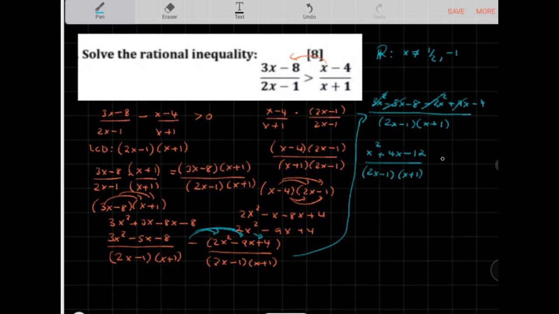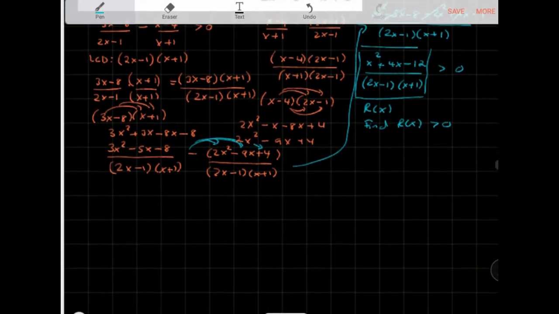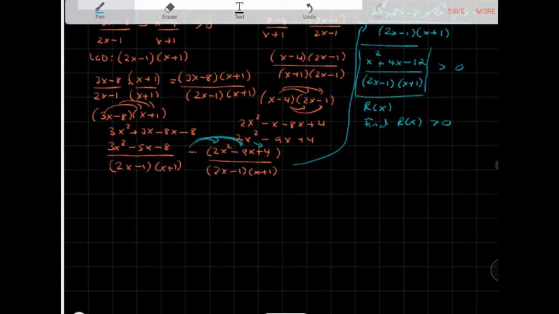Now, remember, this is an inequality, and it was initially greater than 0. So this here is my new simplified rational function. I'll call it r(x), and I want to find when r(x) is greater than 0. Now, we can actually factor the numerator, right? Two numbers that add up to 4 and multiply to -12: (x + 6)(x - 2) would work.